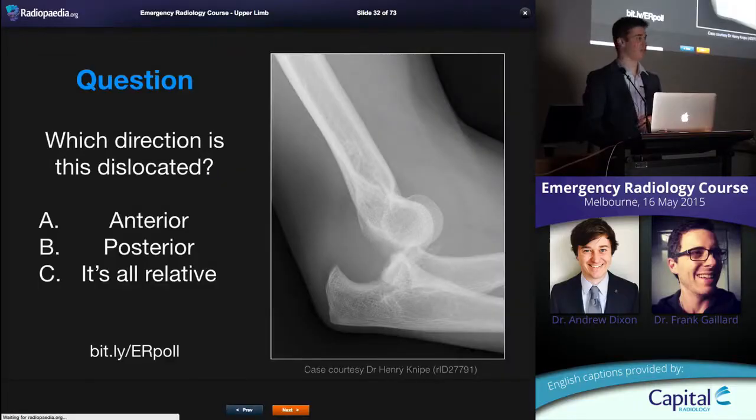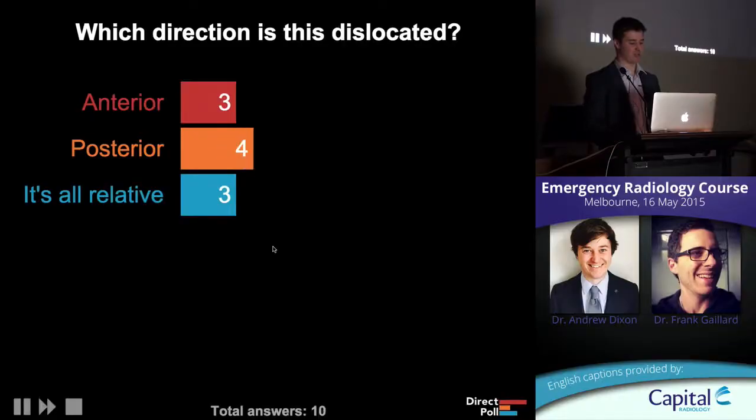All right, time for a live poll question. So get out your smartphones. Which direction is this elbow dislocated? Is it anterior, posterior, or it's all relative? What do you think? So I'll just go back to the poll.